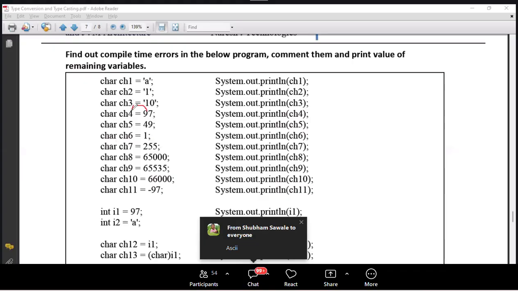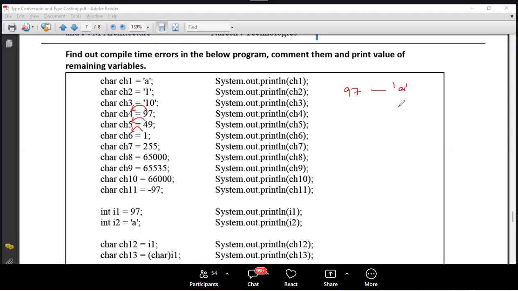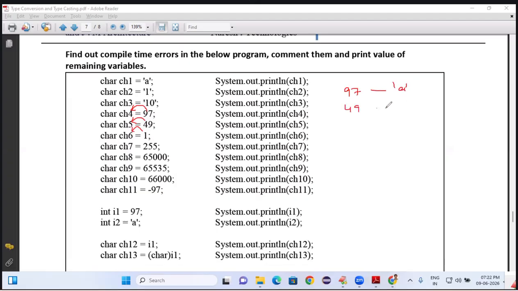97 character is stored. 49 character is stored. 1 character is stored. 97 has the character single quote a. 49 character is what? Single quote 1. Similarly, there is a digit called 1, with range 0 to 255. Some character is there for each one, and that character you don't know, like Munna Bhai doesn't know about the other points of Gandhi. You know only what?